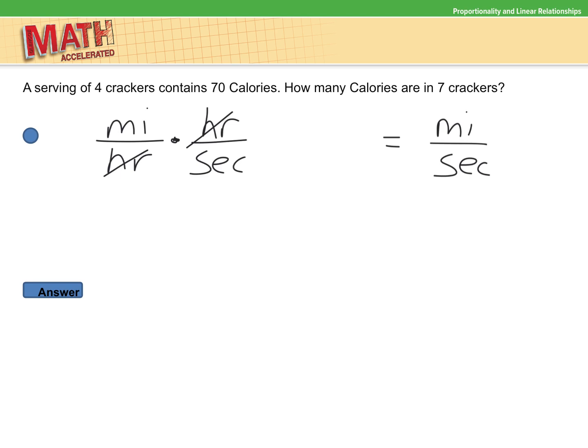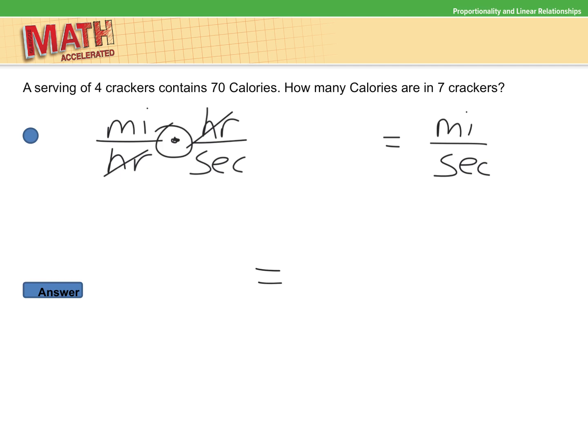Proportions, what do you know about proportions? Are they the same or are they different? They're the same. Okay, so now we're going to have, instead of our multiplication sign that we had, an equal sign in the middle. Okay, so let's make our ratio.